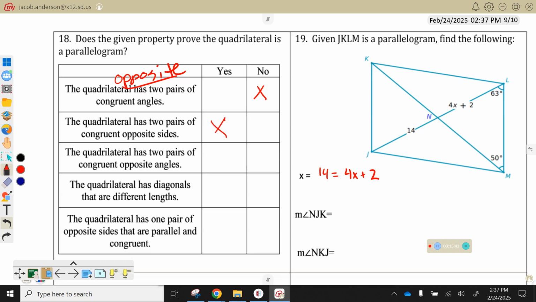Next one, the quadrilateral has 2 pairs of congruent opposite angles. I like the way that that one's stated as well. The quadrilateral has diagonals that are different lengths. That's not something we've ever said, so no. The quadrilateral has 1 pair of opposite sides that are both parallel and congruent. That works. Okay, number 19.